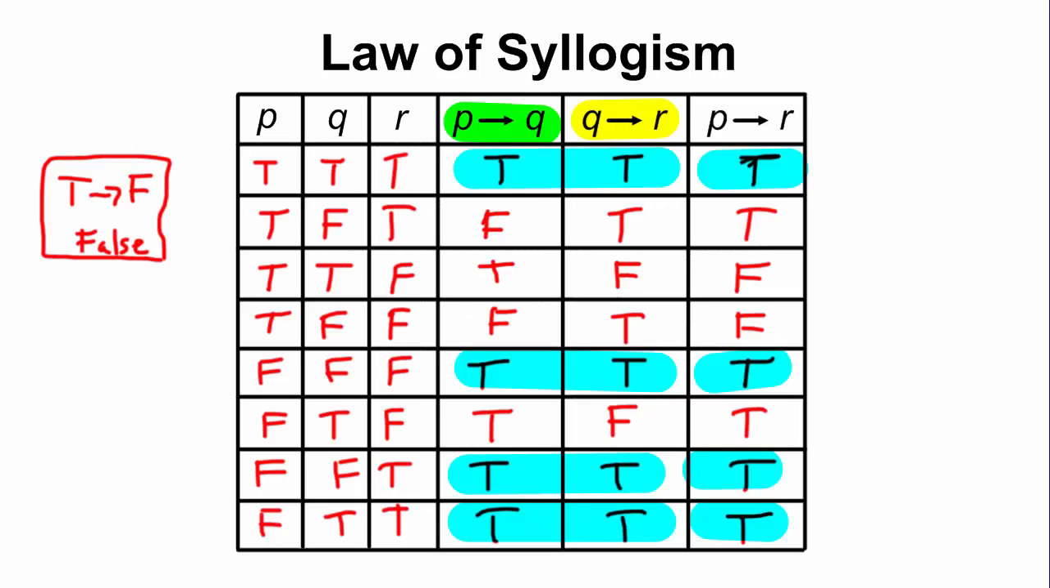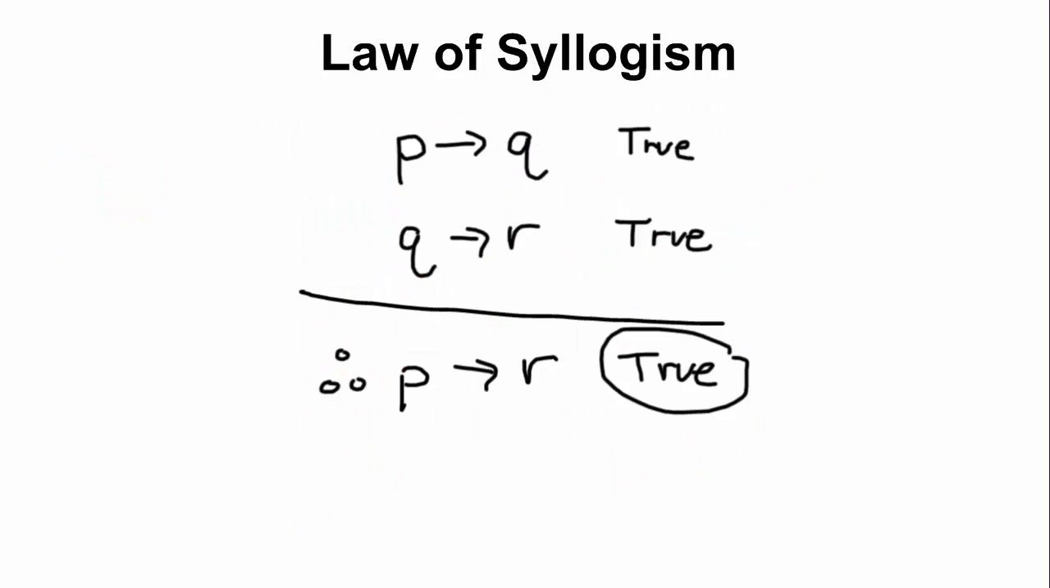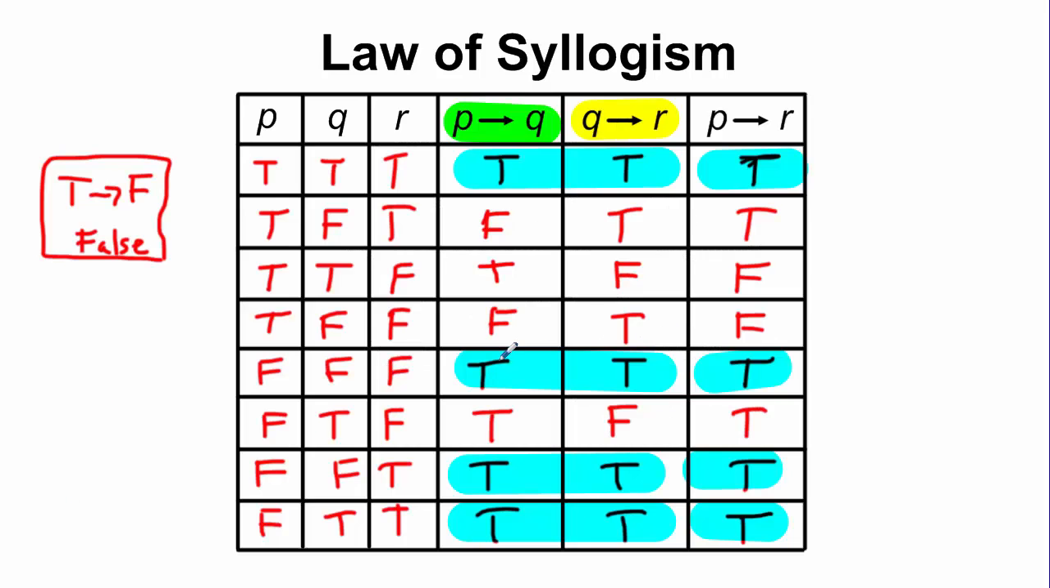So that's one of the reasons why truth tables are very powerful, because you're able to determine a new relationship without even having to write it all out. If I give you these two conditions, then without even writing my new conditional statement, I'll be able to determine that it will be true because of what we discussed here in this truth table. So that is the law of syllogism.